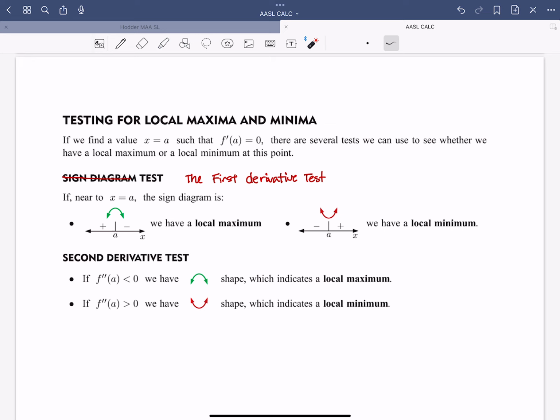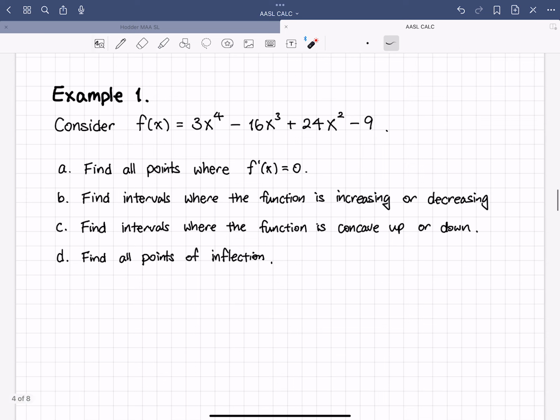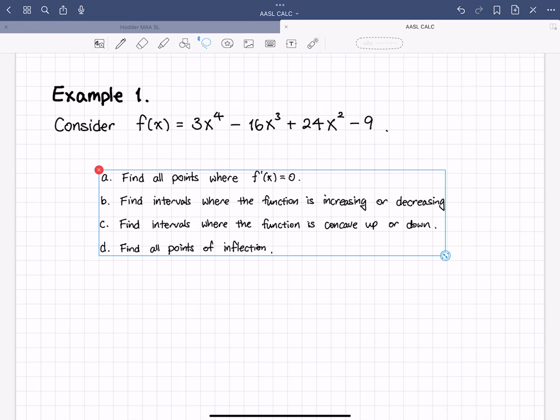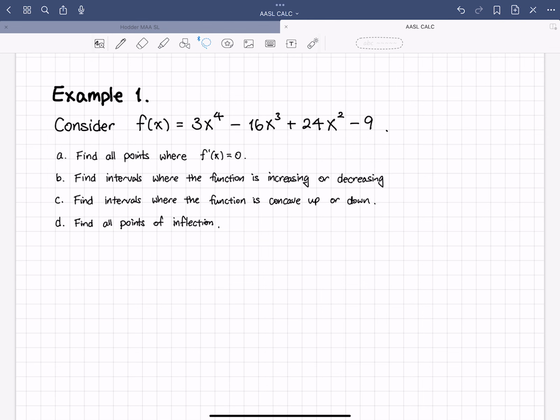All right, so that's kind of what we're going to use today to find local max and min of different functions. So this example is not from your textbook. It's from a different one, but it's good to go through because these are polynomials and easy to deal with, and you can still get the concepts from this. So you have the function, and I want to find all the points where f prime is equal to 0. So I'm going to do that.